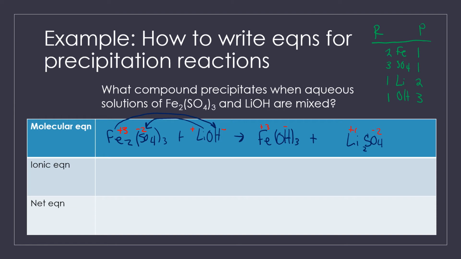So looking at our iron, we need to multiply this side by 2 to equal 2. And that will also change our hydroxide. So now we have 6 hydroxides. That's okay. We'll think a little bit more about that later. Our irons are balanced. Let's look at our sulfates now. We have 3, 2, 1. So we're going to need to multiply this one by 3.